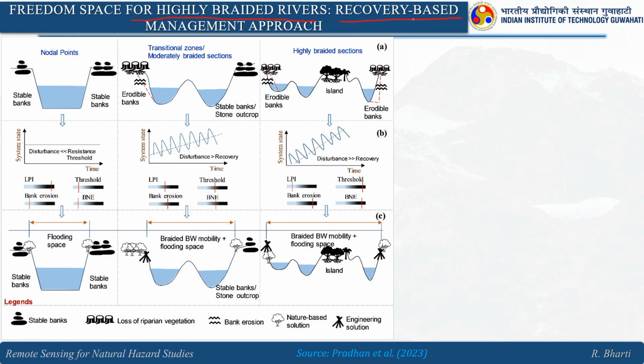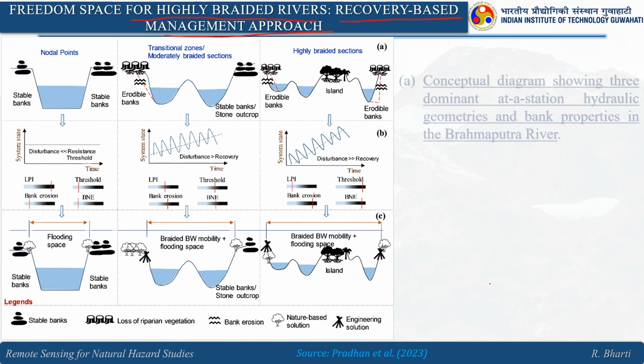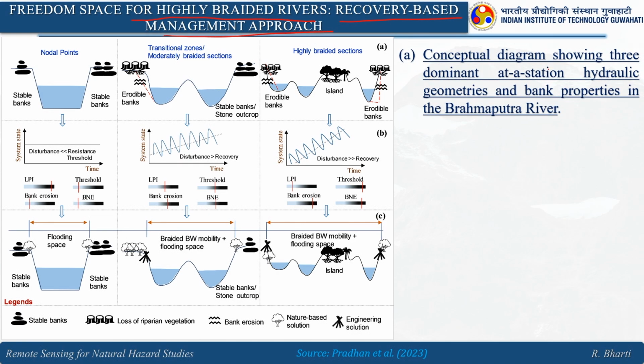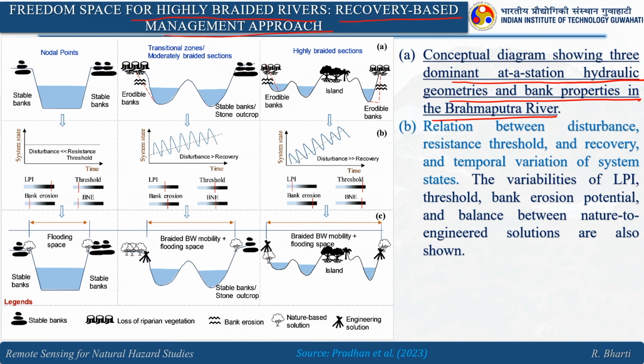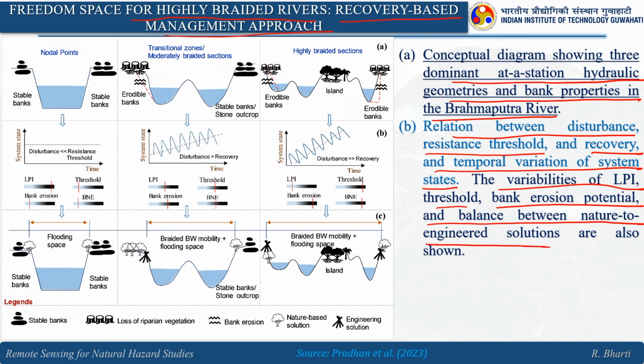So, recovery based management approach. Now, here you can see a conceptual diagram showing three dominant at-a-station hydraulic geometries and bank properties in the Brahmaputra river. The relation between disturbance, resistance threshold and recovery, and temporal variation of system states. The variability of LPI threshold, bank erosion potential and balance between nature-based to engineered solutions are also shown here.